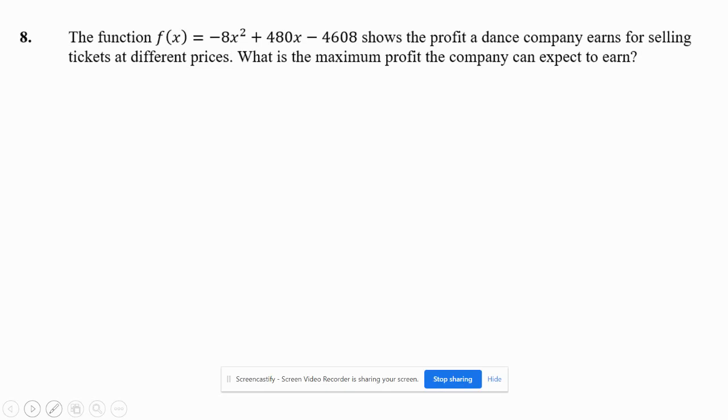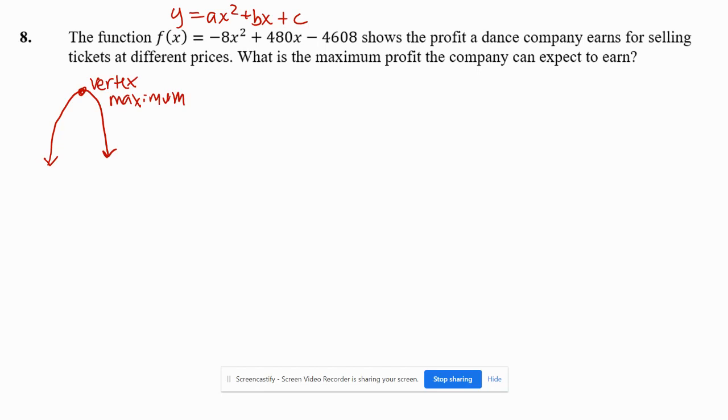All right, number 8 says the function f of x equals negative 8x squared plus 480x minus 4,608 shows the profit that a dance company earns for selling tickets at different prices. What is the maximum profit the company can expect to earn? Okay. So notice they give it to us in standard form. So y equals ax squared plus bx plus c. A is negative, so that tells me that I have a parabola that opens downwards. So my vertex here is a maximum.